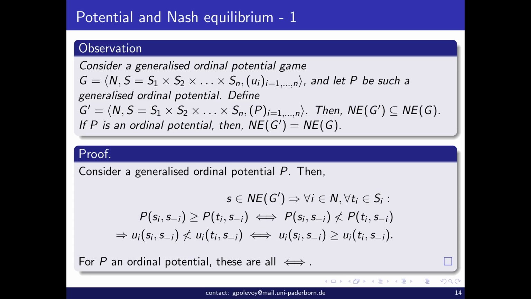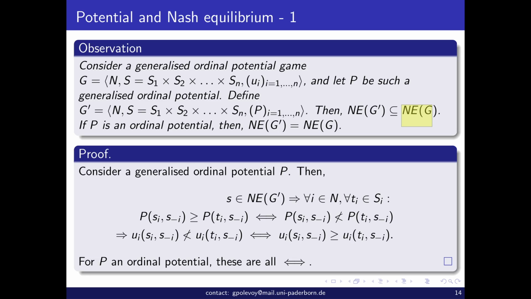Now, let G prime be the same game when, instead of the utilities, all the players have the same utility defined by the function P. Then the Nash equilibria of the new game are a subset of the Nash equilibria of the original game. So if something is a Nash equilibrium of the new game, G prime, then it's a Nash equilibrium of the original game. In particular, if there is at least one, I'm talking about pure only, Nash equilibrium of the new game, then definitely there is at least one Nash equilibrium of the original.